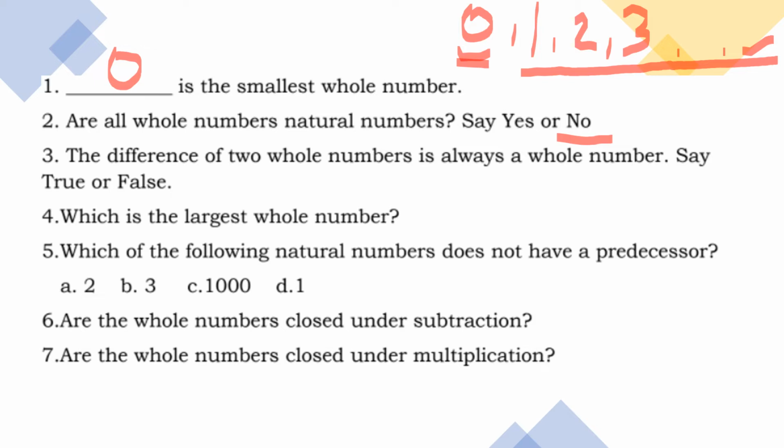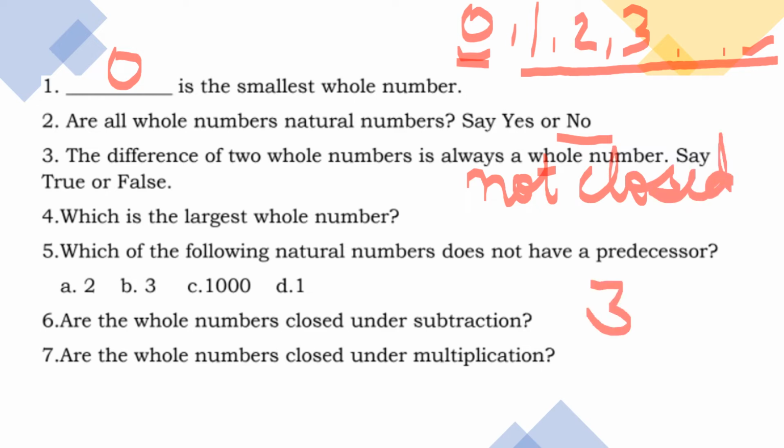Third one says the difference of two whole numbers is always a whole number. Say true or false. We have already seen that the whole numbers are not closed under subtraction. So if I subtract 5 from 3, we get the answer as -2. That is a negative number, so that is not a whole number. Therefore, the difference of two whole numbers is not always a whole number. It is false here.